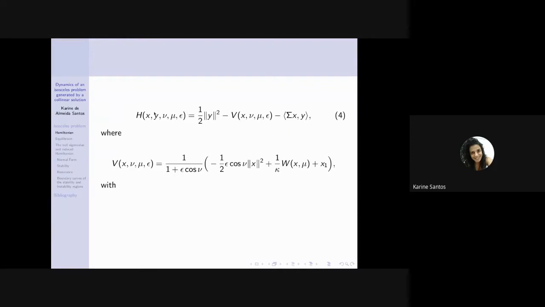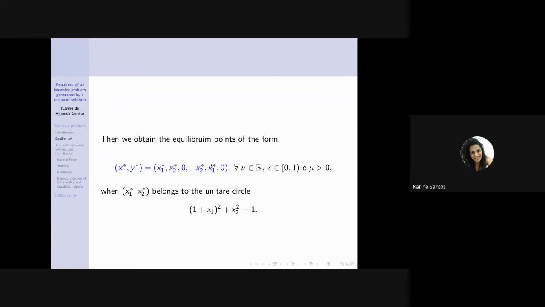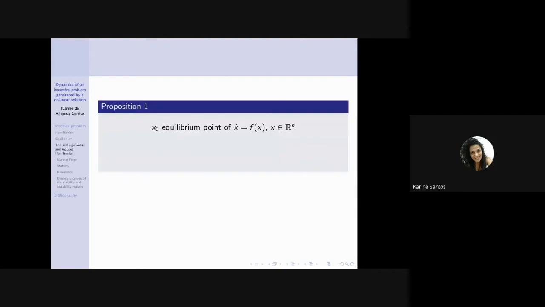So we have this Hamiltonian, and it is this term. And now we can talk about equilibrium. So for this problem, we obtain this equilibrium in this form, where the first two entries here are on the unit circle in this form.